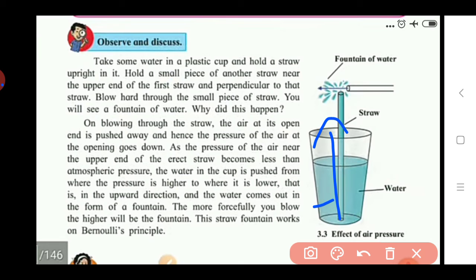So due to the higher pressure, these water droplets get pushed towards the lower pressure, and as a result we see the fountain of water at the open end of the straw. Okay, so this works on Bernoulli's principle. What is the principle of Bernoulli? Air flows from the higher pressure to the lower pressure. This is Bernoulli's principle. According to this principle, this fountain will be seen. So here we see the effect of air pressure on the water in the cup.